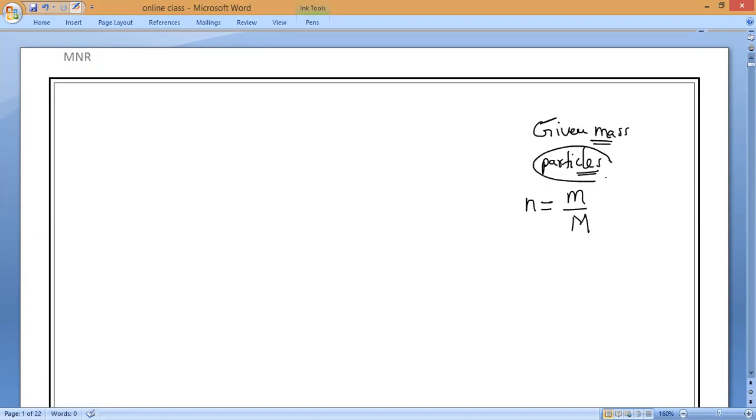And if they have given the particles, what is the formula, everyone? Number of moles is equal to given number of particles divided by Avogadro number. Is it right or wrong? Yes or no? So they are giving the mass like this and the particles like this.